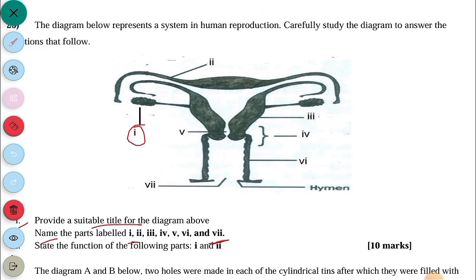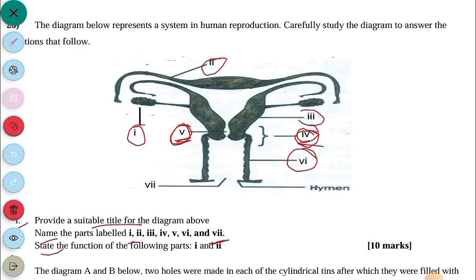So I is the ovary, II is the fallopian tube, III is the myometrium, and then the uterus, which is the womb. So IV is the cervix, V is the vagina. For the V and then the I V looks the same, but if you think they are different, just kindly comment in the comment section the names.